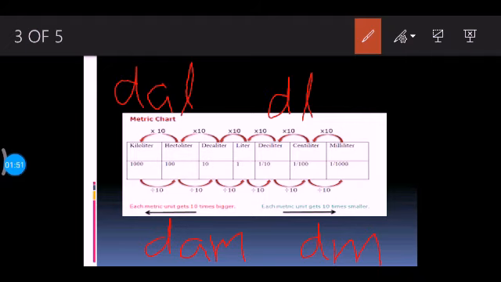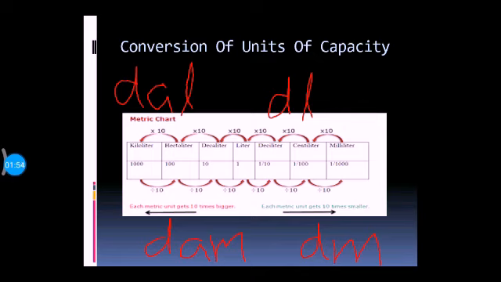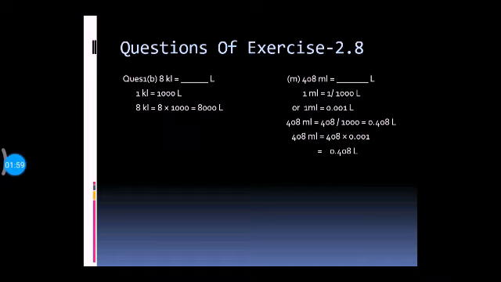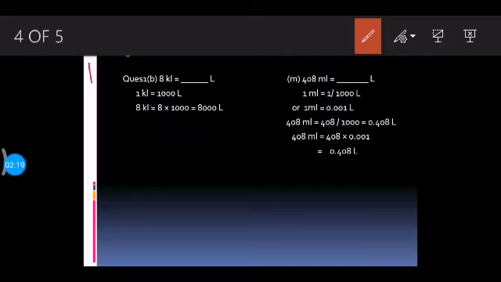Now let's move on to a few questions, and we will see how we solve different questions on units of capacity. There are only two parts in exercise 2.8 that are for units of capacity. Here we can see part B: 8 kiloliter is equal to how many liters. You have to convert from kiloliter to liter. Again I am writing the order: King, Henry, died, uncle, didn't cry much.